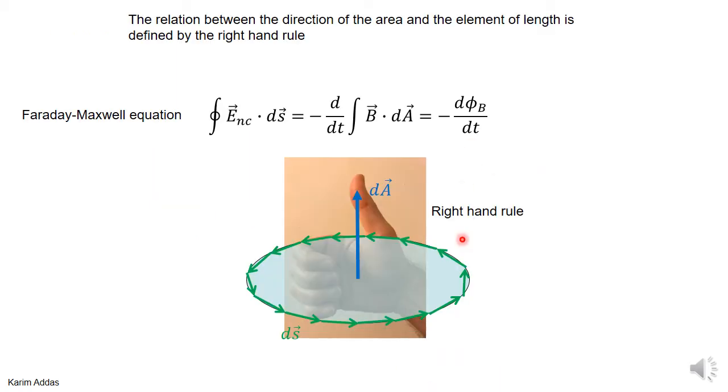So as I mentioned, these ds vectors and the dA vectors have to be related in a very specific way. If you curl your fingers along the direction of the ds vectors, then the direction of the thumb will be pointing in the direction of the area vectors. So the area vector and the ds vectors have to be related this way. If you choose the ds vectors to be the opposite direction, then the area vector will be down. So they have to be related in this way for this equation to be correct.